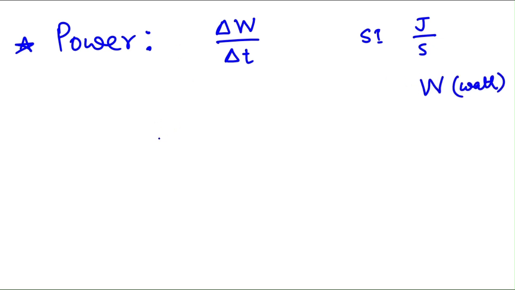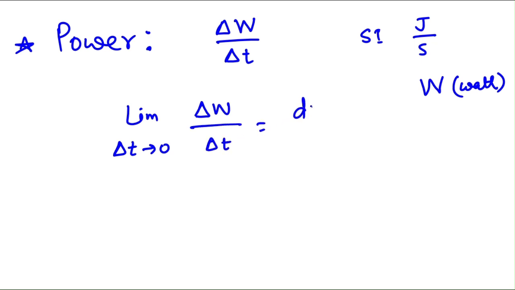Okay. Now you can make it instantaneous also. Like if this delta t is very, very small, an instant, delta W by delta t, within this limit, we say this is dW by dt. Okay.